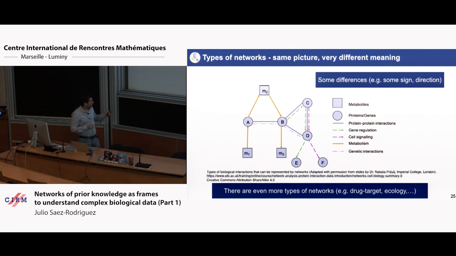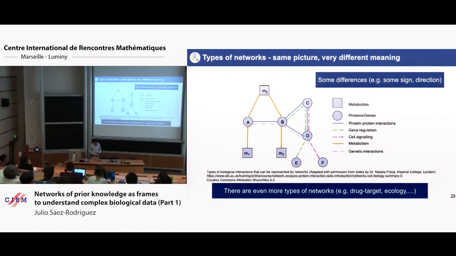And there are other types, for example, binding of drugs to targets. Ecology, a completely different scale, between organisms. We are some sort of network too, right? Each of us could be a node, and maybe if we know each other, we have an edge, for example, from before. We will not talk about the coronavirus, but you can see this.